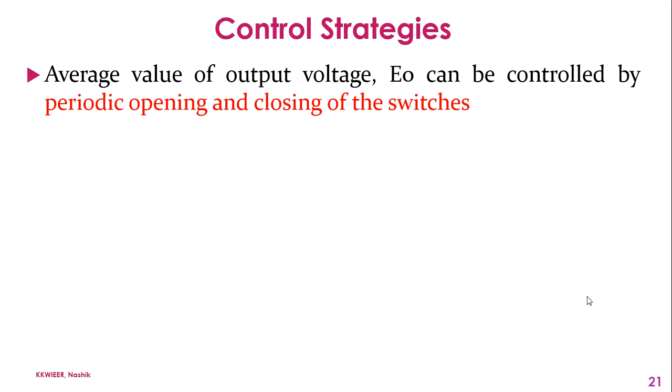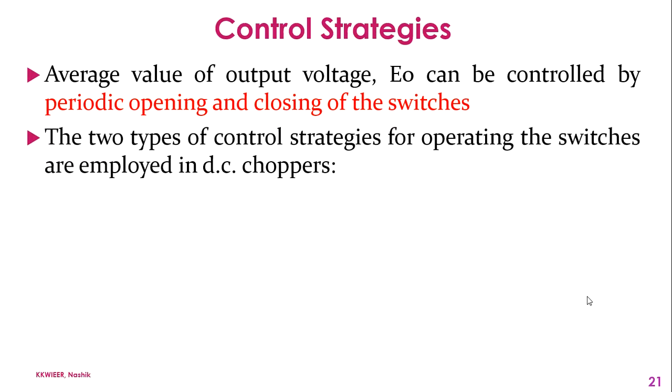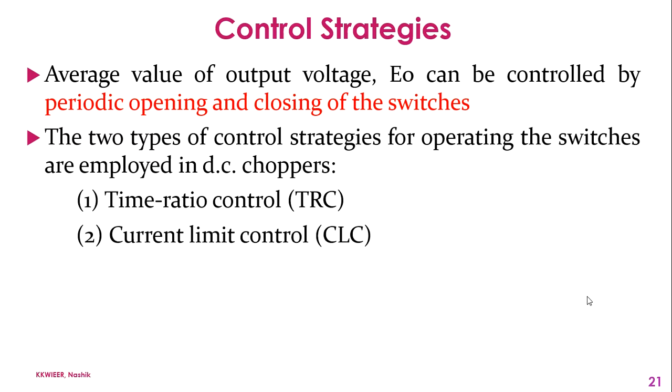Now we will see control strategies. The average value of output voltage E0 can be controlled by a periodic opening and closing of the switches. So the 2 types of control strategies for operating the switches are employed in the DC choppers. The first one is TRC, that is a time ratio control, and the second is current limit control, that is a CLC. Now we will discuss these 2 control strategies in detail.